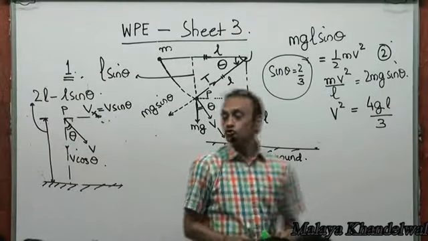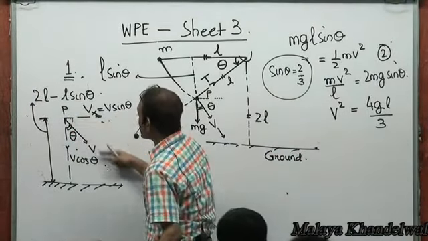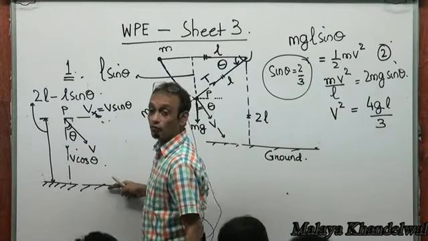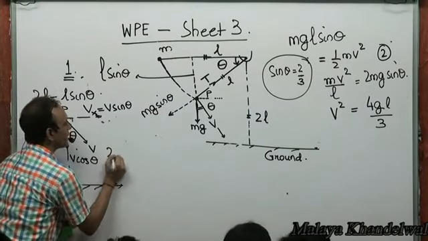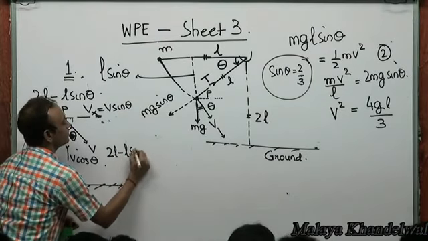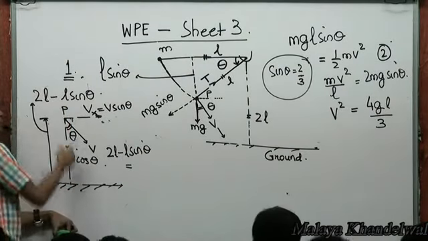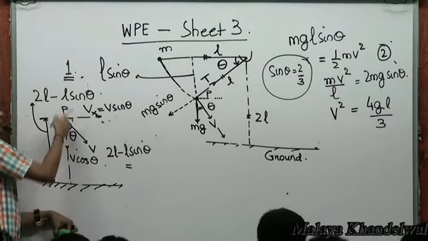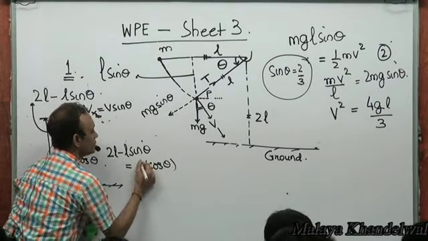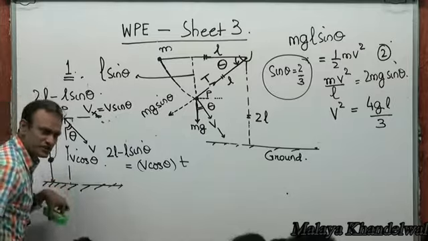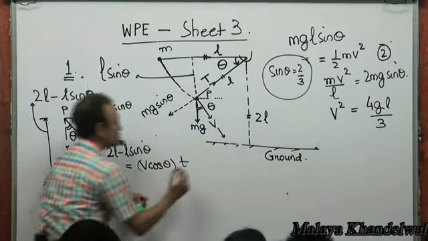Let me find out the time the particle takes to hit the ground from the instant when it detaches itself from the string. Suppose it takes t seconds for a vertical displacement 2L minus L sine theta. Do you realize 2L minus L sine theta is the vertical velocity v cos theta, which is instrumental in providing it the vertical displacement? V cos theta into t plus half gt squared, yes or no?